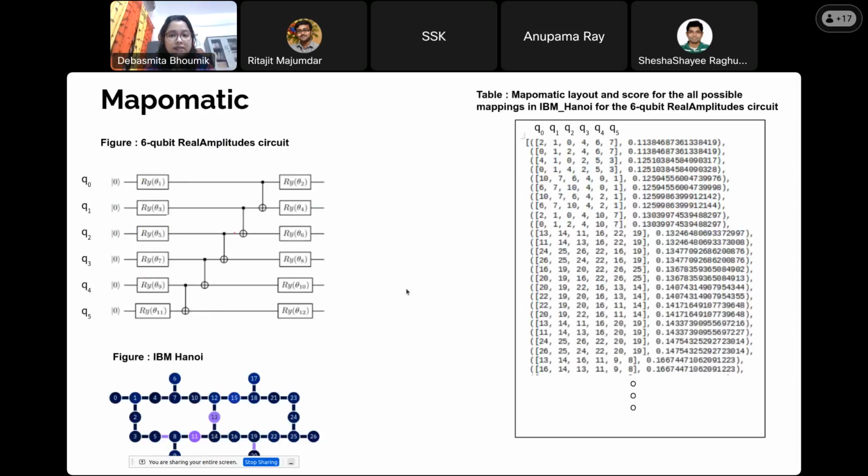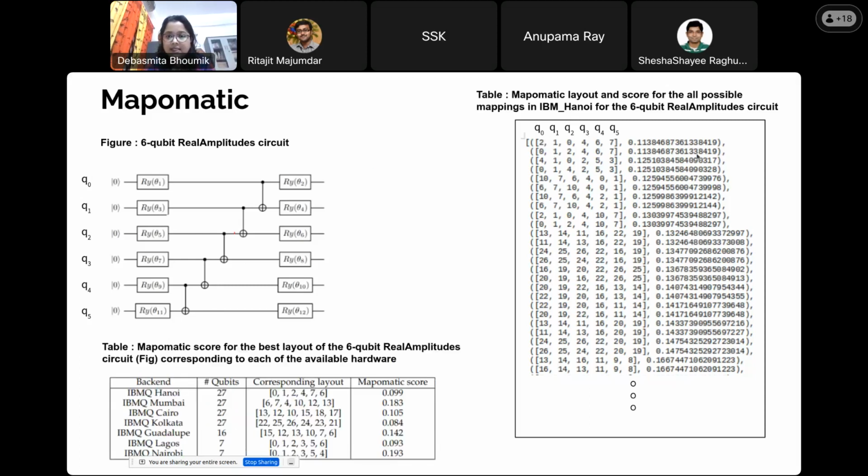Now what Map-O-Matic does: suppose we have the IBM Hanoi machine with us, then Map-O-Matic maps this circuit onto this device. Q0, Q1 to Q5 are the qubits here. Q0 is mapped to device qubit 2. So Q0 here is mapped to here, and so on. Here we can see the placements, and here the Map-O-Matic score.